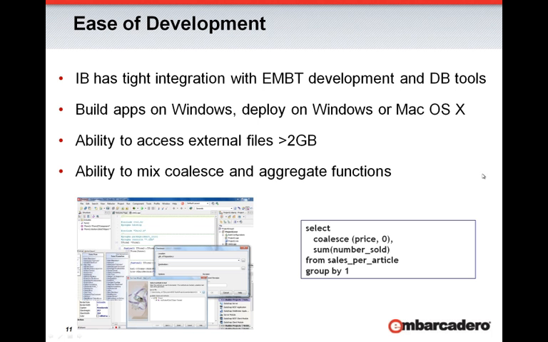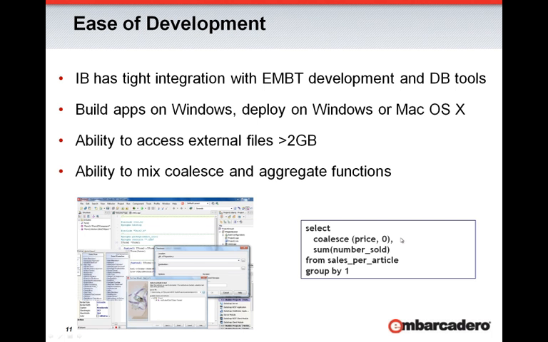With InterBase XE, we now have the ability to access external files greater than 2 gigabytes. So actually, InterBase XE now supports external files greater than 4 gigabytes in size. So that's pretty cool. Also with InterBase XE, we now have the ability to mix coalesce and aggregate functions in the same select statement. So for example, I can now have a coalesce in an aggregate function argument to substitute a value for a null.